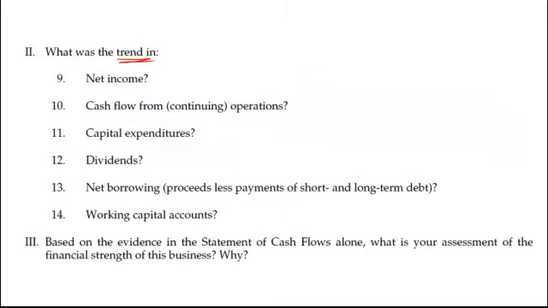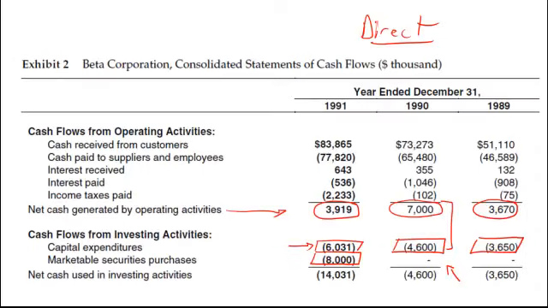The second trend we're looking at is the trend in cash flow from operation. We look at the top of the statement, and we can see there was a nice increase in cash flow from operation from 89 to 90. We increased our cash from operation from 3.67 million to 7 million. Well, the trend changed from 90 to 91. We had an increase in net income, but a decrease in cash from operation.